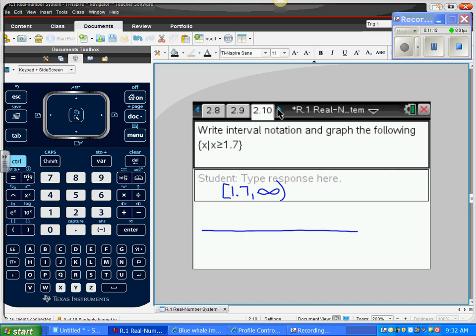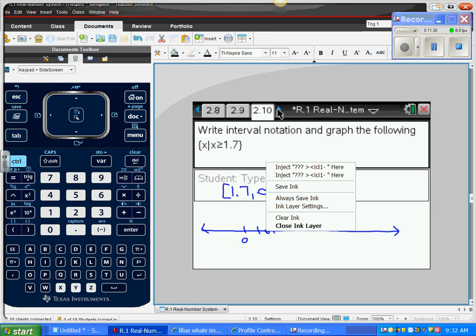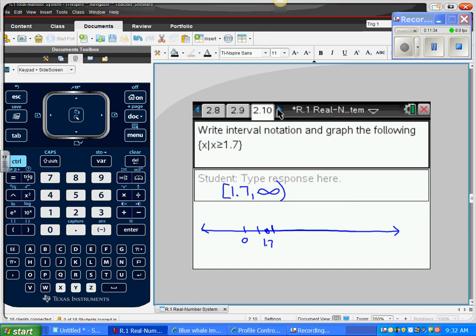So to graph that, I'm going to put our 1.7 on here. And I'm going to use a closed circle this time. Oops. Wait for that to go away. And it's going to extend to infinity. And there's our number line.